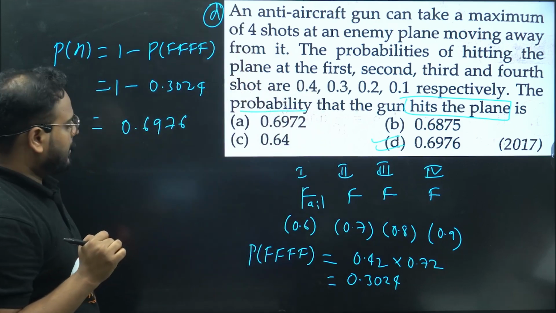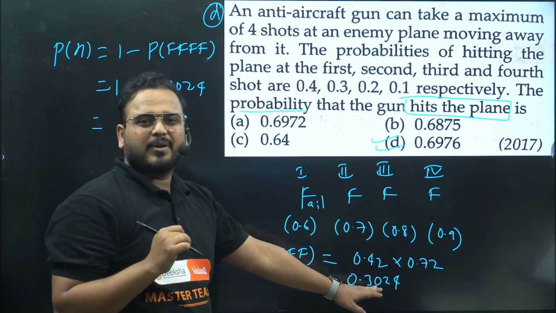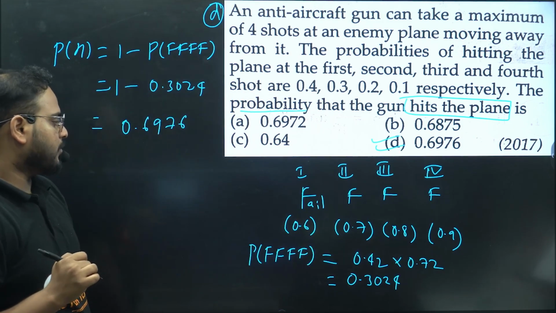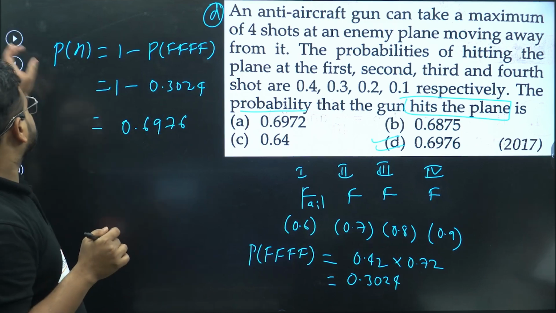All of this is clear? If you want, you can multiply this. Not a big multiplication. 42 into 72 is not a big multiplication. The answer will be 0.3024. Done. Moving on. Next, what we have?